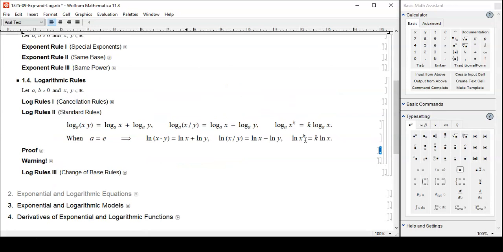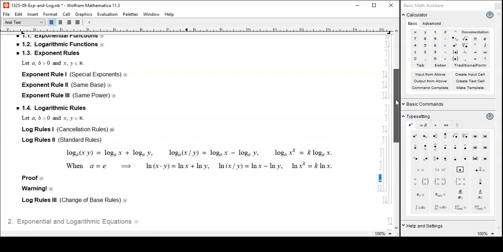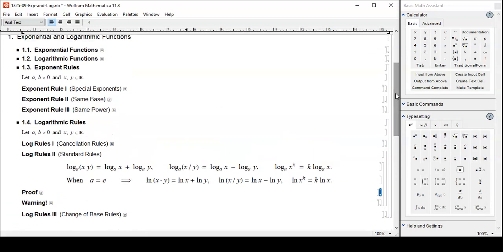So these three rules correspond to those three rules of exponent rules for same bases. Special case, when the base is e, then we use ln instead of log. Again, the same deal. Multiplication becomes addition, division becomes subtraction, and k power comes out as coefficient.